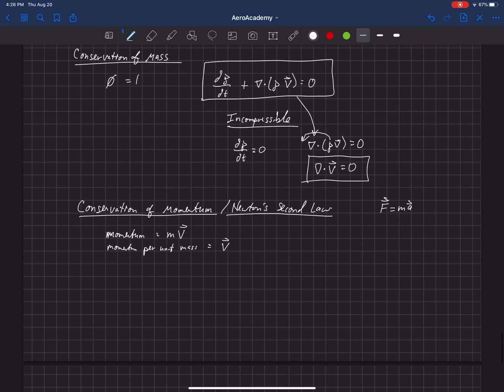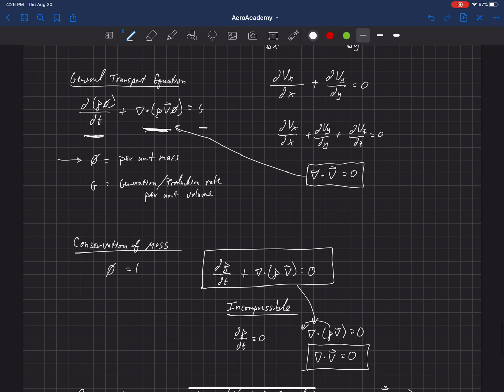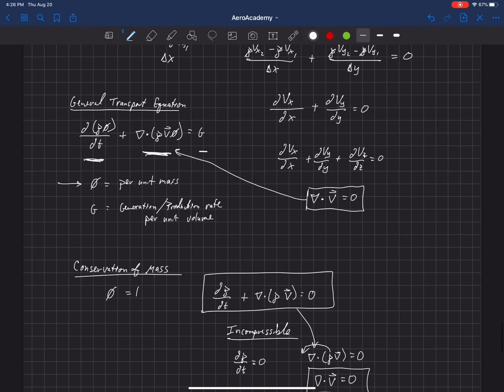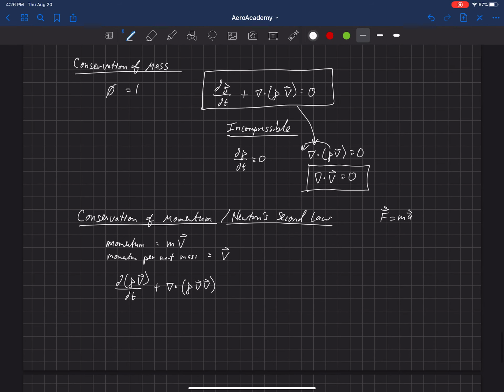So we've got d(rho v)/dt, where I've just plugged in v for phi up there, plus del dot, and then this is rho, and I'm going to have two v's right next to each other, rho VV, is equal to our generation term.